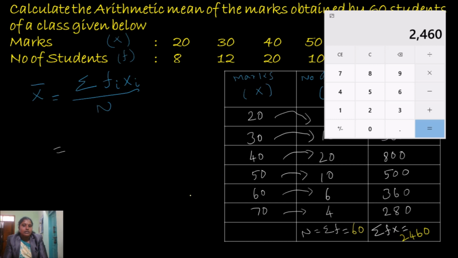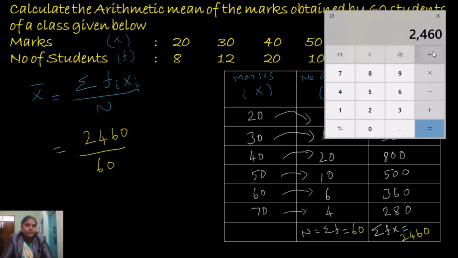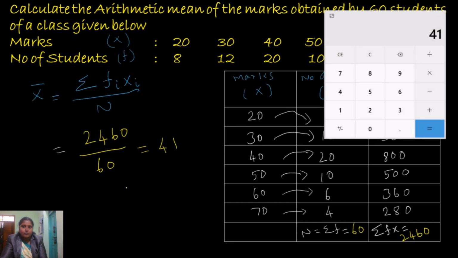So we have got the two values, that is sigma fx is 2460 and n is 60. By dividing 2460 over 60, we have 41. So x bar is equal to 41. That is, the arithmetic mean for the given ungrouped frequency distribution is 41.